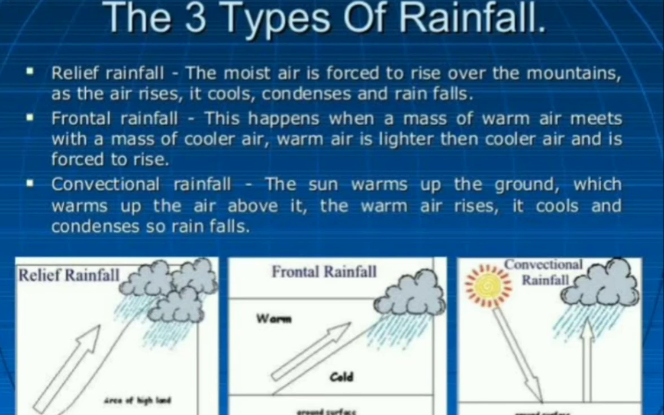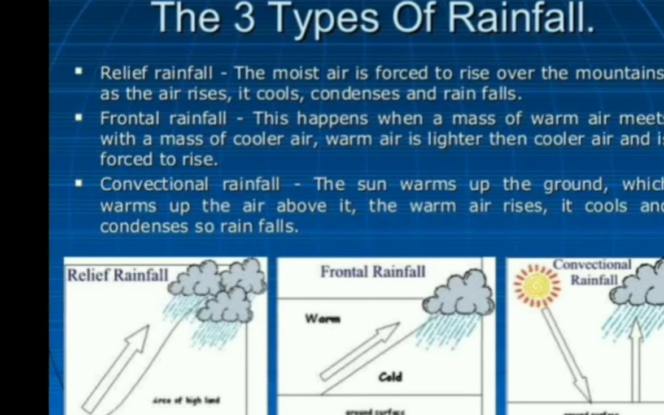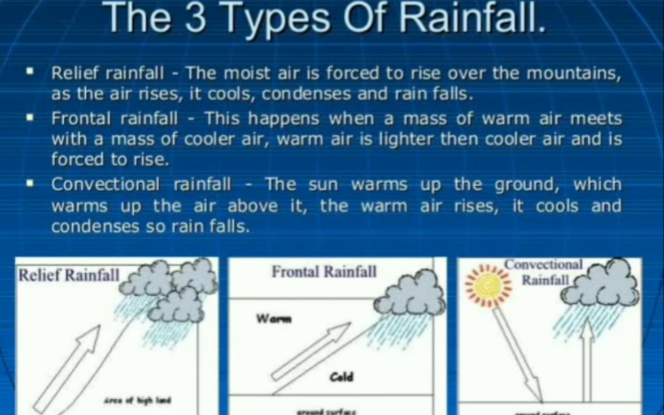Next, we have frontal rainfall. This happens when a mass of warm air meets a mass of cooler air. Warm air is lighter than the cooler air and is forced to rise, and that's the reason rainfall occurs, known as frontal or cyclonic rainfall. Third, we have convectional rainfall. The sun warms up the ground, which warms up the air above it, and the warm air rises, cools and condenses, so rainfall occurs.